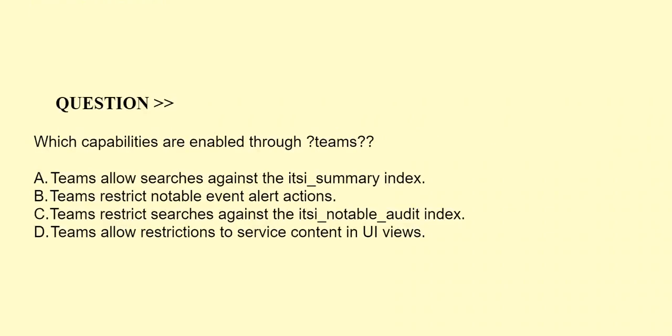Our next question is, which capabilities are enabled through Teams? Option A, Teams allow search against the ITSI summary index. Option B, Teams restrict notable events alert actions. Option C, Teams restrict searches against the itsi_notable_audit index. Option D, Teams allow restrictions to service content in UI views. The correct answer is option A.